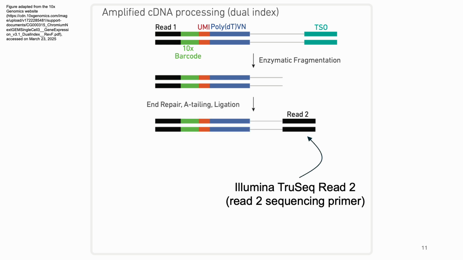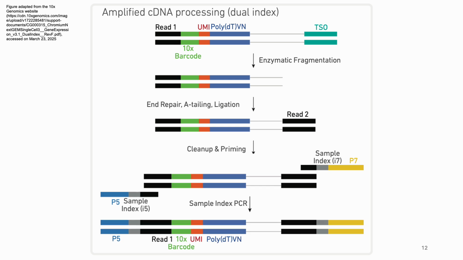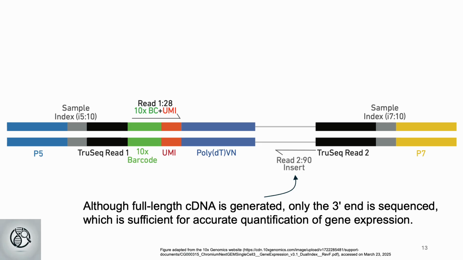Next, the Illumina read 2 primer sequence is introduced. Finally, a second round of PCR is performed to introduce sample indices along with Illumina adapters. This is the end result. You can see that even though we started with full-length cDNA, only the 3' end remains in the final library. This is why the assay is called single-cell 3' gene expression libraries.